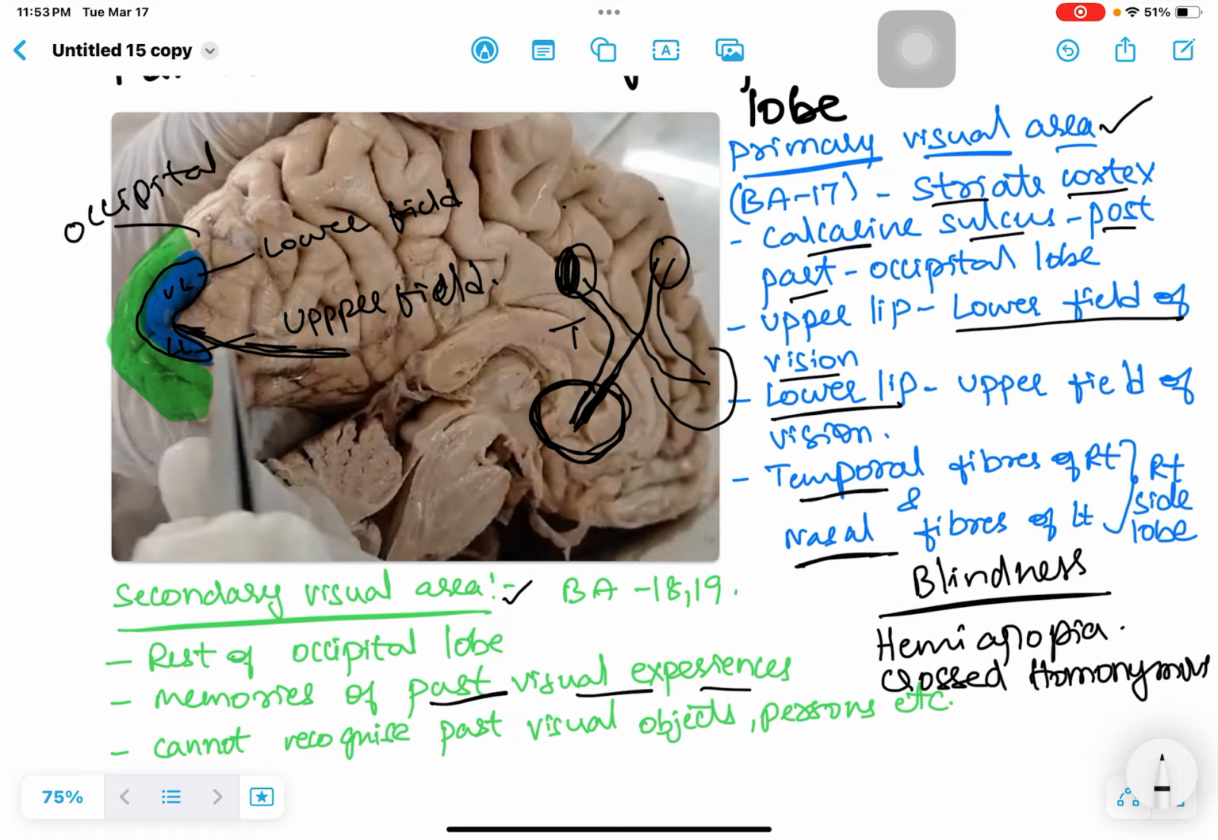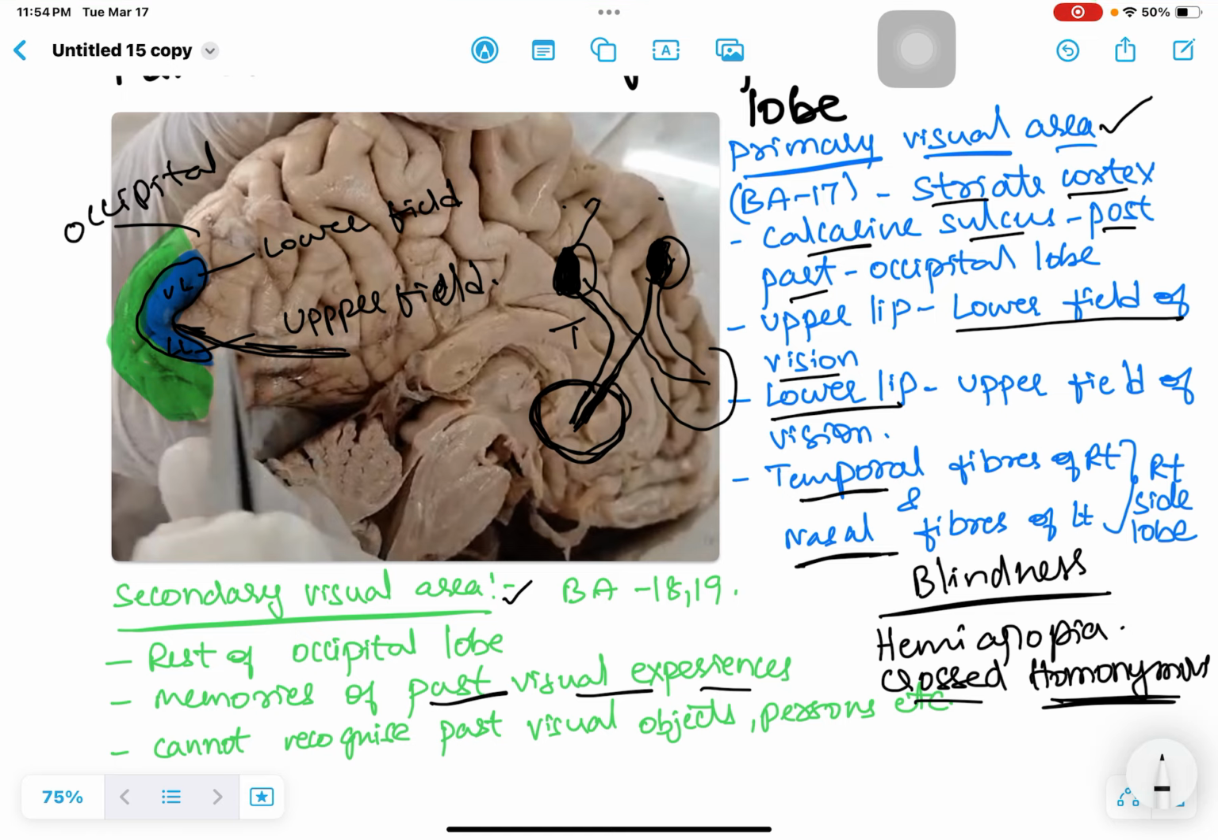This part of the retina fibers receiving the field of vision, and then this part, that is medial side of the left side and the lateral side of the right side, loses the field of vision. This is called homonymous. Homonymous means equal, equal parts of hemianopia. This is crossed. One side it is temporal, another side it is not nasal. So this is the effect of damage to the primary visual area.